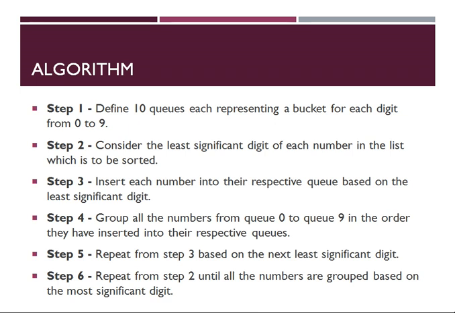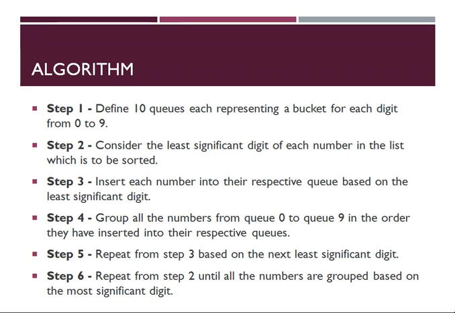Now here goes the algorithm. In step number 1, we define 10 queues, each representing a bucket for each digit from 0 to 9. Try to understand this. In the first step, we are defining 10 different queues, and these queues represent a bucket for each digit from 0 to 9, 10 digits. Hence, we are creating 10 queues here.